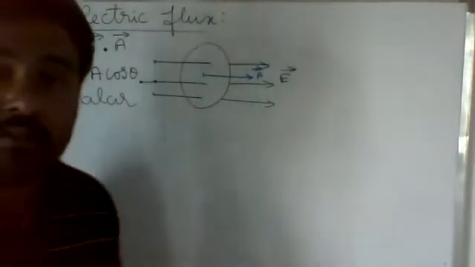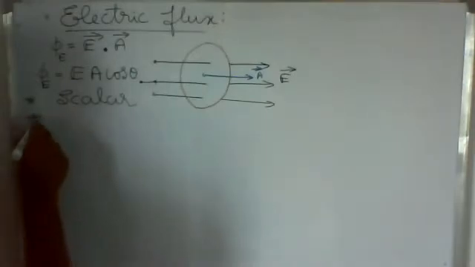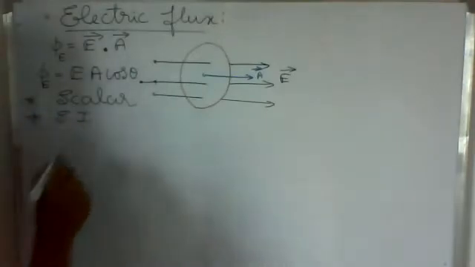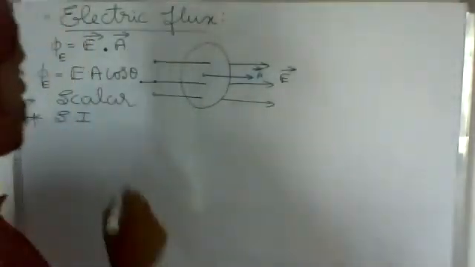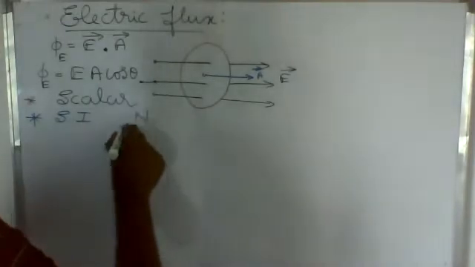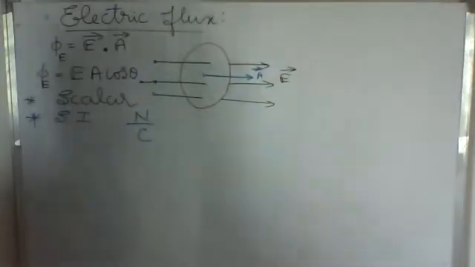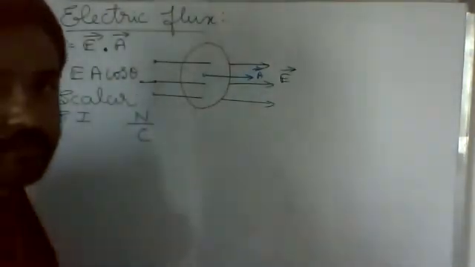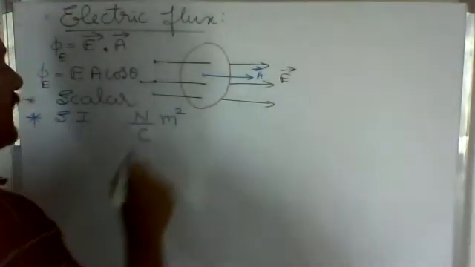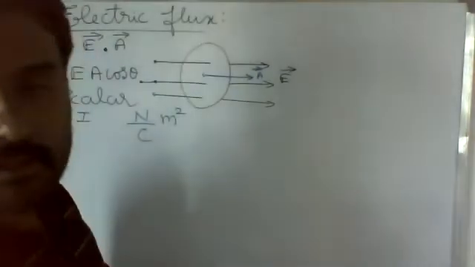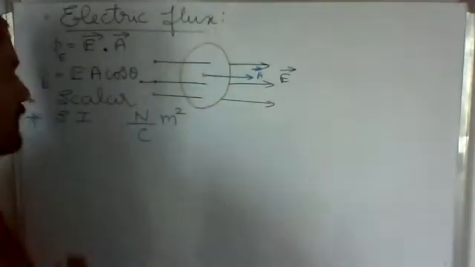And what is the SI unit of electric flux? Electric field is measured in terms of Newton per coulomb, and area is measured in terms of meter square. So Newton per coulomb into meter square is the SI unit of electric flux.